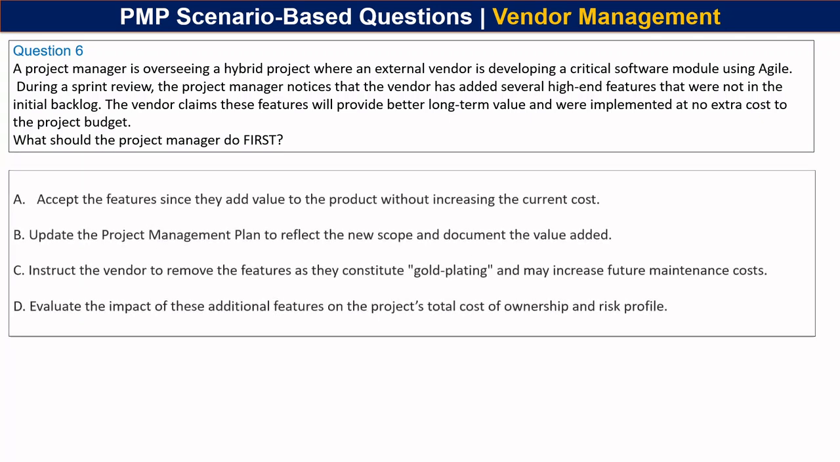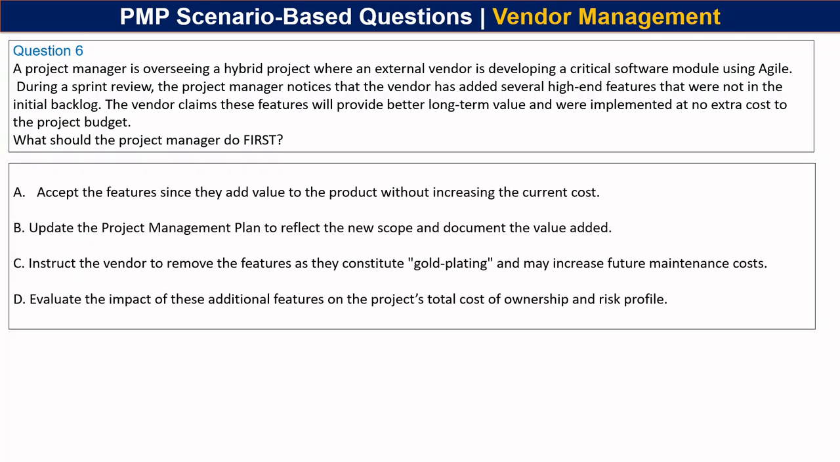The options are A. Accept the features since they add value to the product without increasing the current cost. B. Update the project management plan to reflect the new scope and document the value added. C. Instruct the vendor to remove the features as they constitute gold plating and may increase future maintenance costs. D. Evaluate the impact of these additional features on the project's total cost of ownership and risk profile.